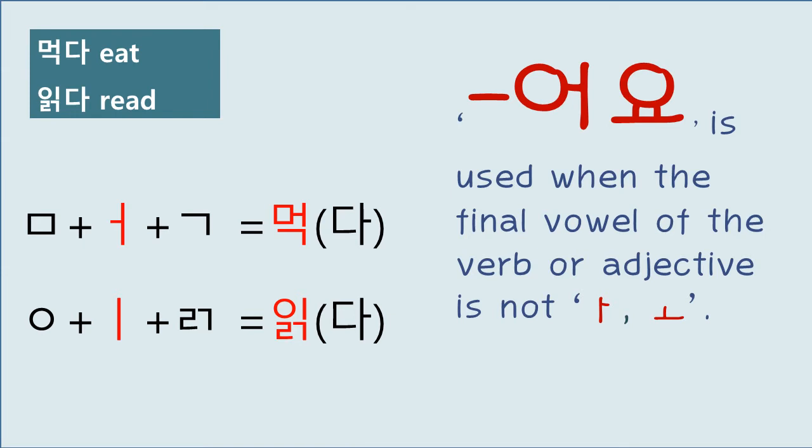All right, the next one is oyo. So if the final vowel of the verb or adjective is not a or o, so for all other verbs, we need to add oyo. Except there's one more exception, which we'll see next. But for now, we're adding oyo to the verb. So for example, in the verb to eat, 먹다, if we ignore the da, then the final vowel is an o, so we need to add oyo. Or 읽다, the final vowel is an i, so we need to add oyo. Let's have a look.